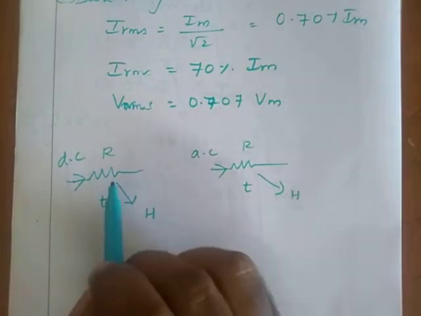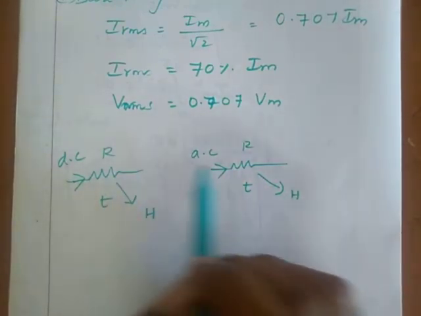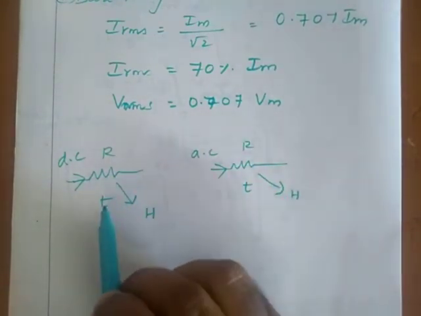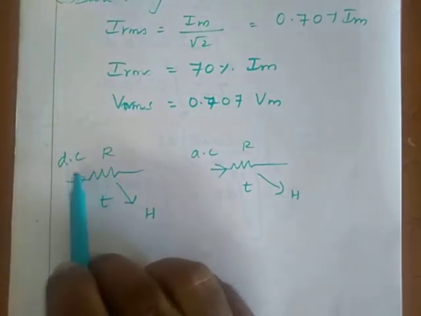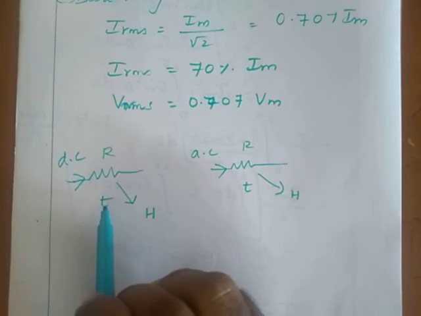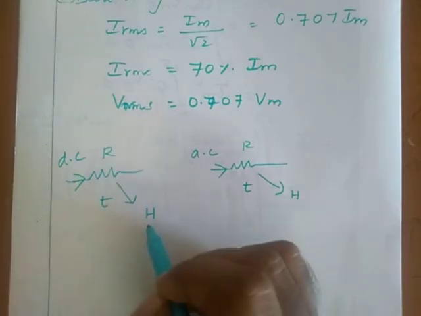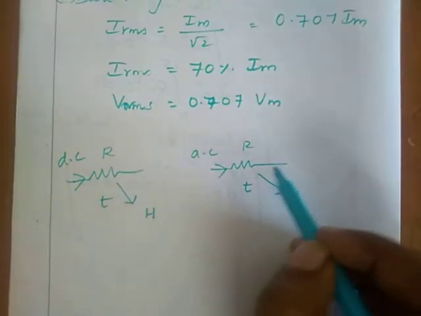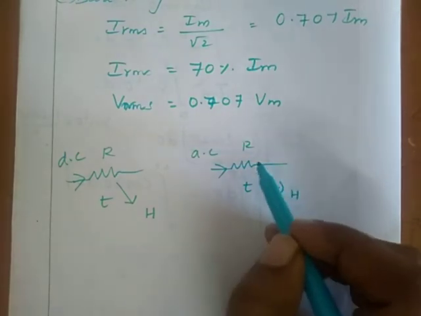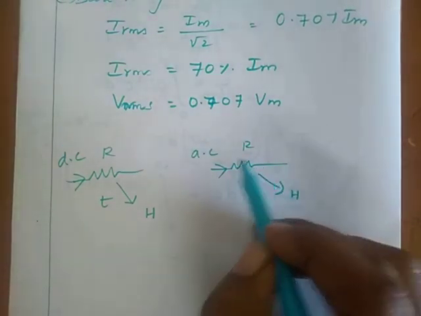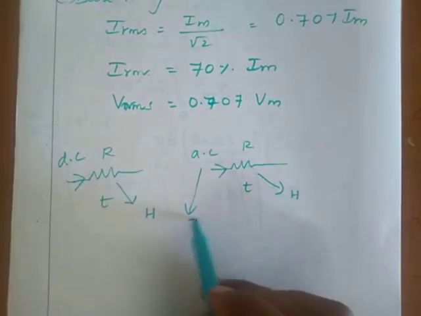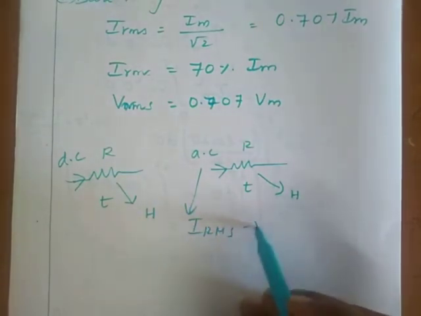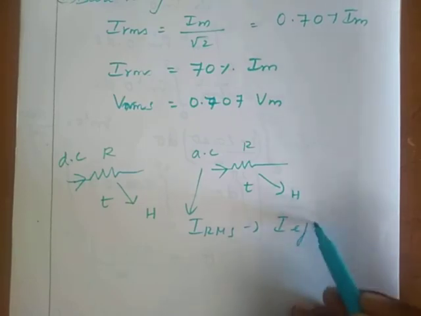Here I consider two resistors having the same resistance value. Within the same time, I am applying a DC current, that means direct current, for a time t. It produces a heat H, the same amount of heat as generated in the resistor by the flow of alternating current. Then this current is known as the RMS current, Irms, or effective current.